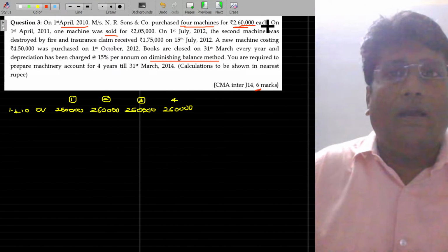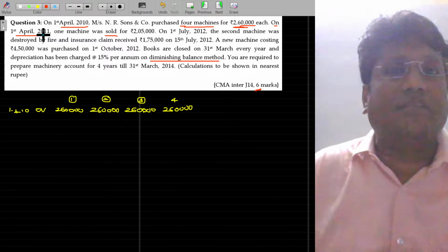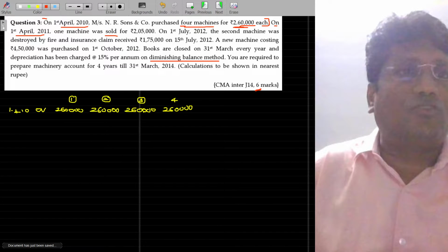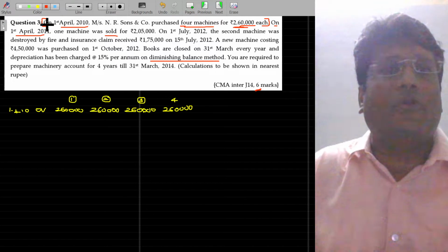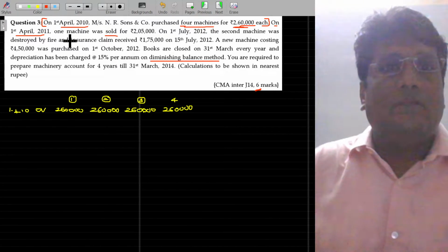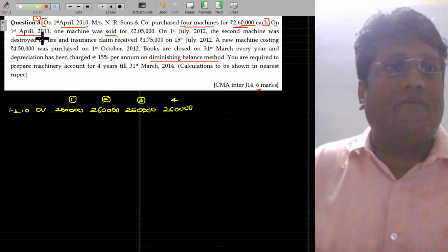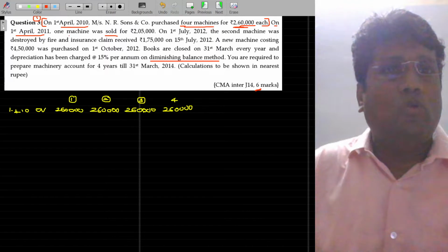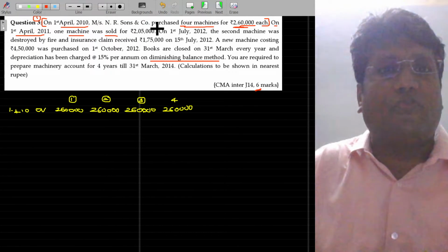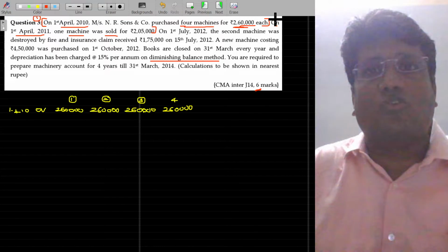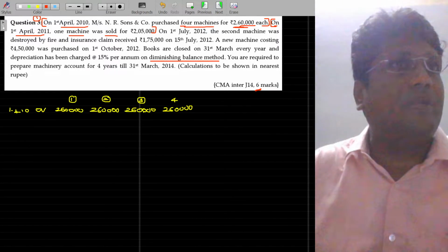And on 1st April 2011, this is the next year. So with that, the first year is over, and for the first year you have to provide the depreciation. On 1st April 2011, the day 1 itself, 1 machine was sold for rupees 2,05,000. Out of the 4 assets, 1 asset seems to be unfit, so it was sold. This is for the second year adjustment.